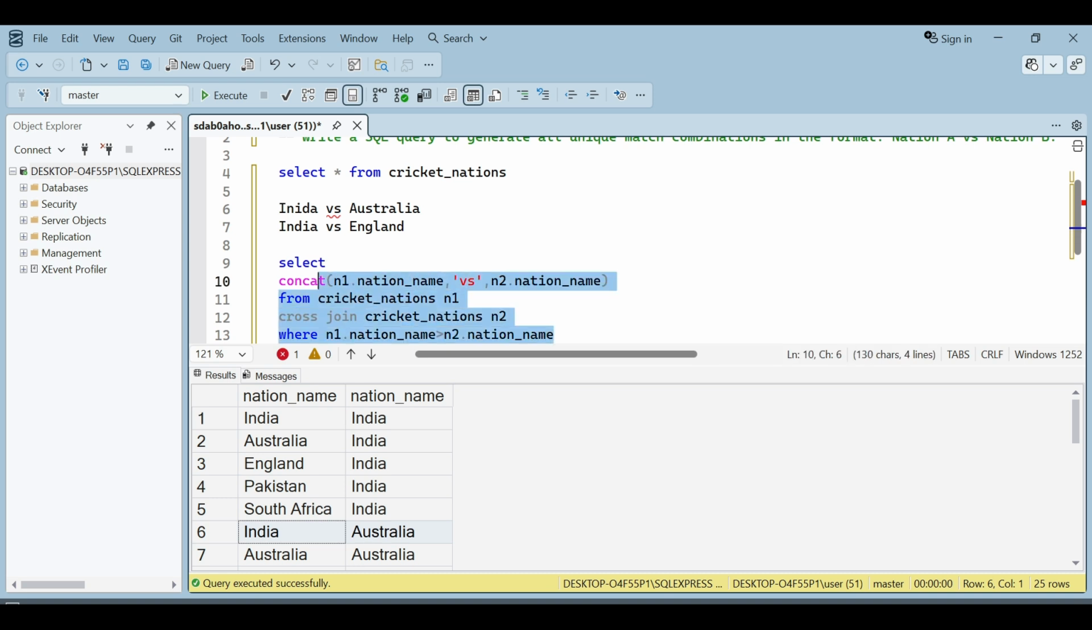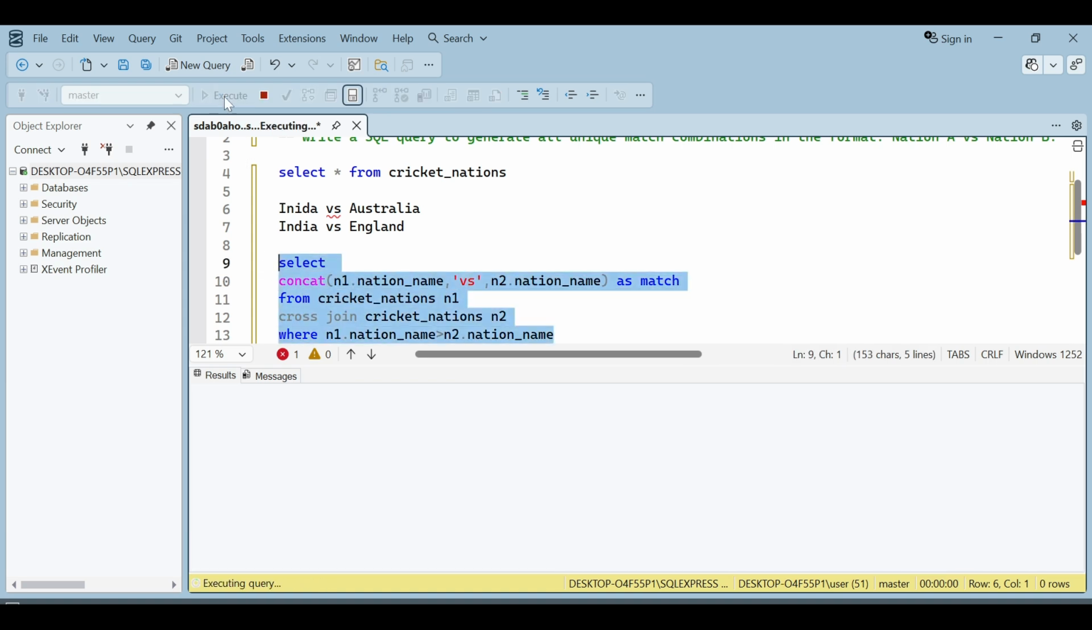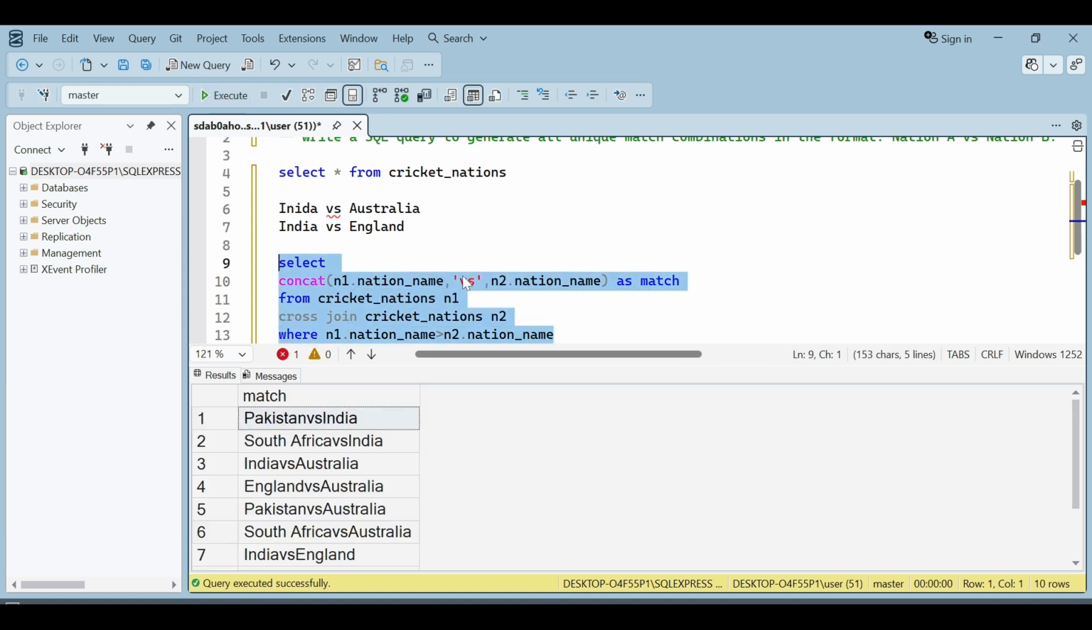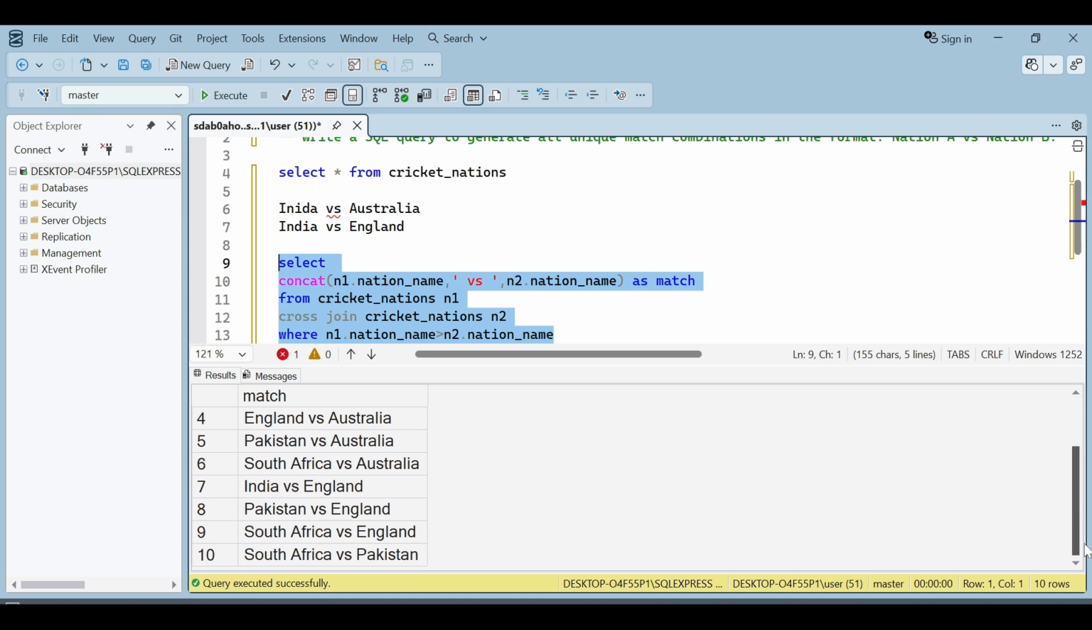So now if we run this query, okay, also let's name this, let's call it match. Yeah, now let me run this query. Oh, so we don't have a space in between. We can give a space here around versus. Okay, now let me run this query again. So now you can see the output. Now you can see that you will have only one possible combination of all the countries.